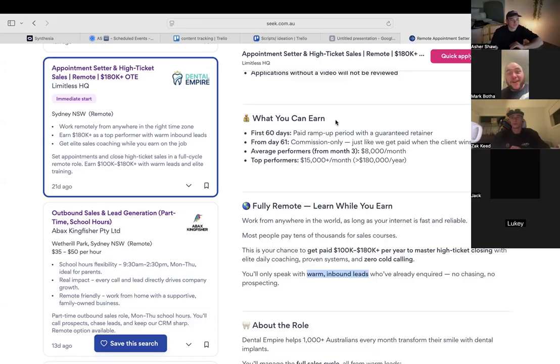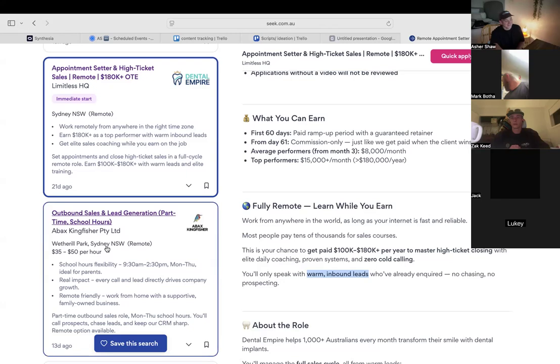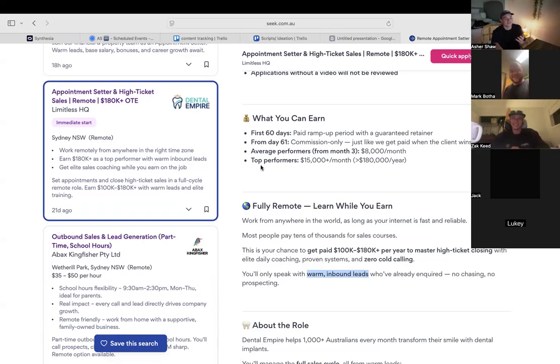This is the shit that I want to leave, all right? I'm telling you, bro, we've got top performers at 15K a month out there.